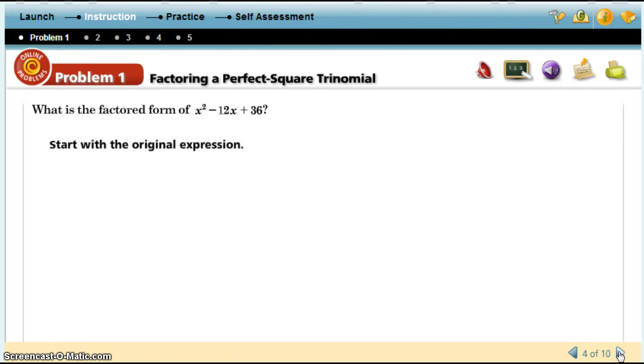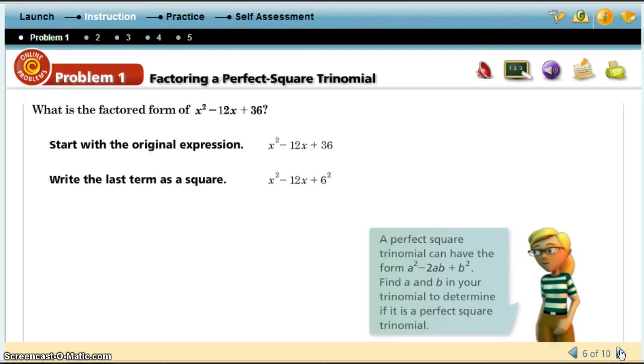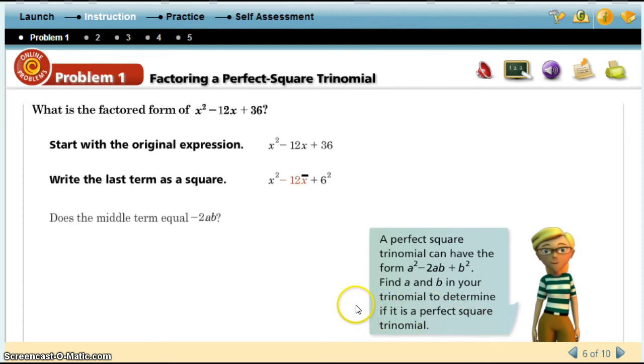Start with the original expression. Write the last term as a square. So basically the square root of 36 is 6. What number squared gives you 36? So that's why they broke that into 6 squared. A perfect square trinomial can have the form a squared minus 2 times a times b plus b squared. Find a and b in your trinomial to determine if it is a perfect square trinomial. Does the middle term equal negative 2 times a times b?